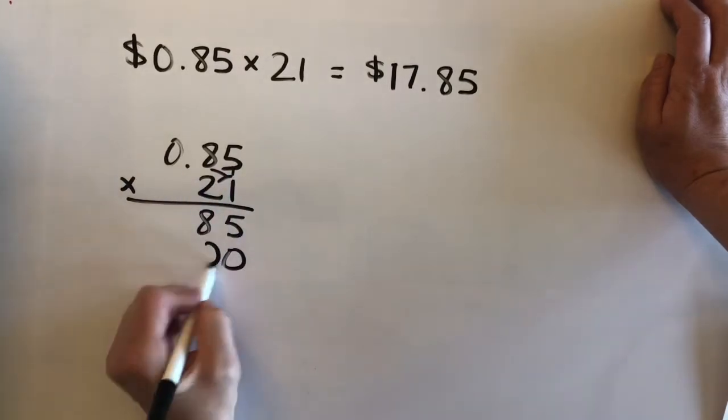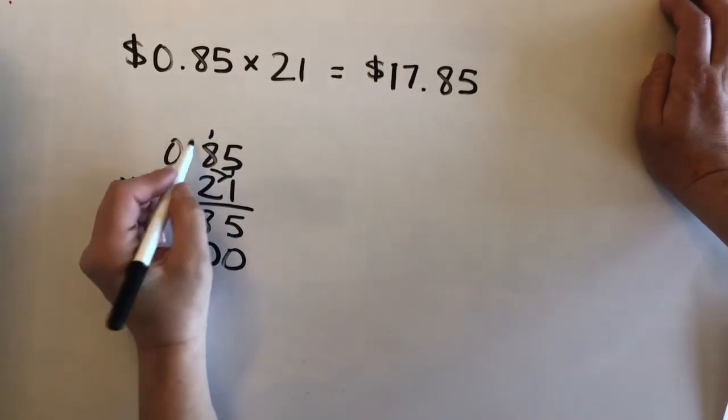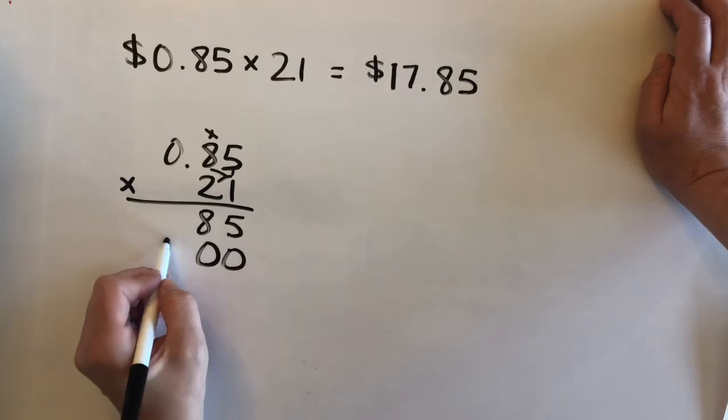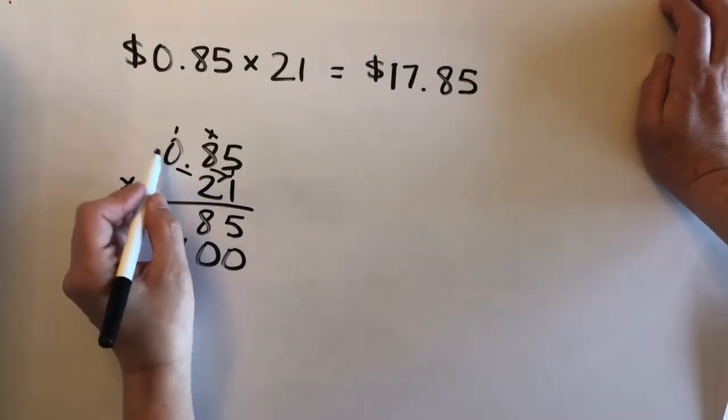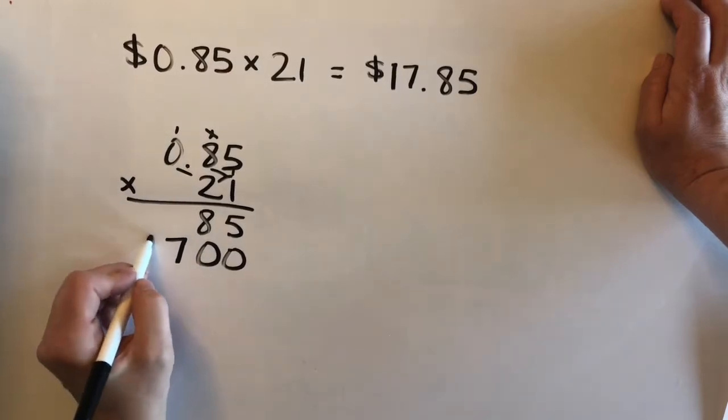2 times 5 is 10. Carry the 1. 2 times 8 is 16. Plus 1 more is 17. And I could put this up here, so 2 times 0 is 0 plus 1 more is 1.